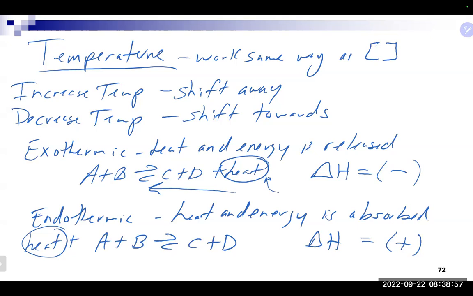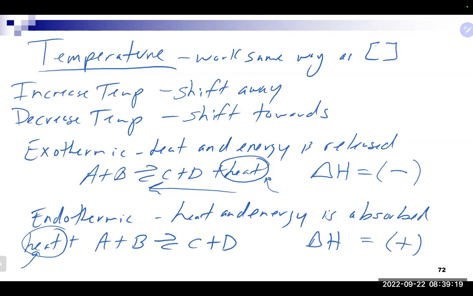The opposite would occur for an endothermic, right? If you increase the temperature of an endothermic reaction, you have heat on the left-hand side, it will shift to the right-hand side and you'll make more products. If you throw an endothermic reaction on ice, it will shift towards the left-hand side and you'll make more reactants.